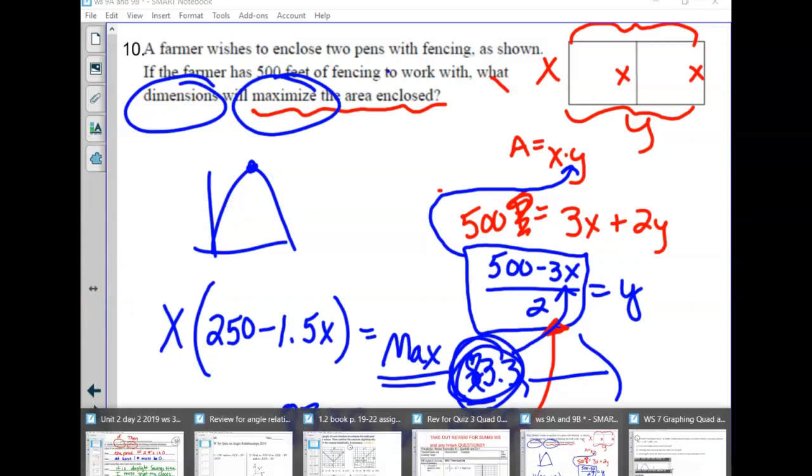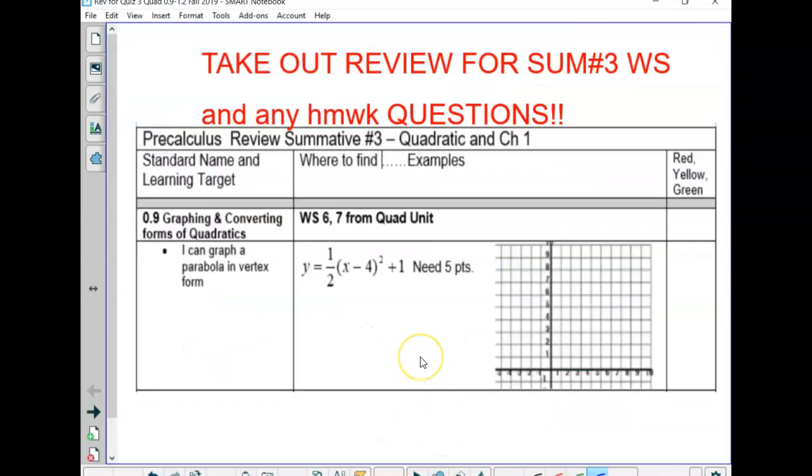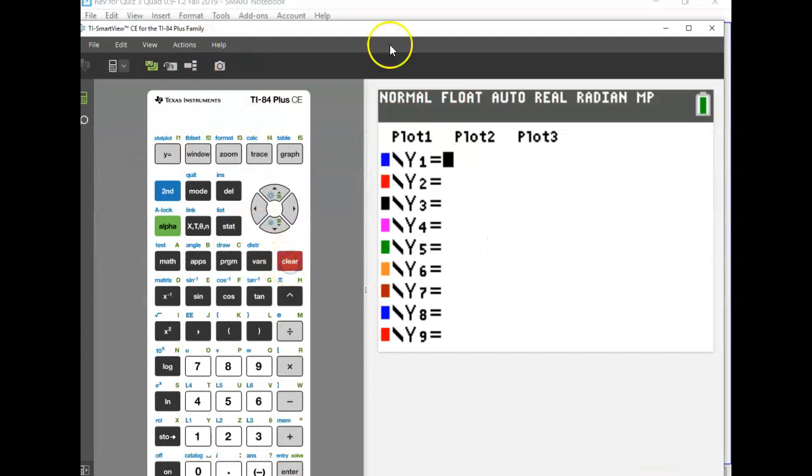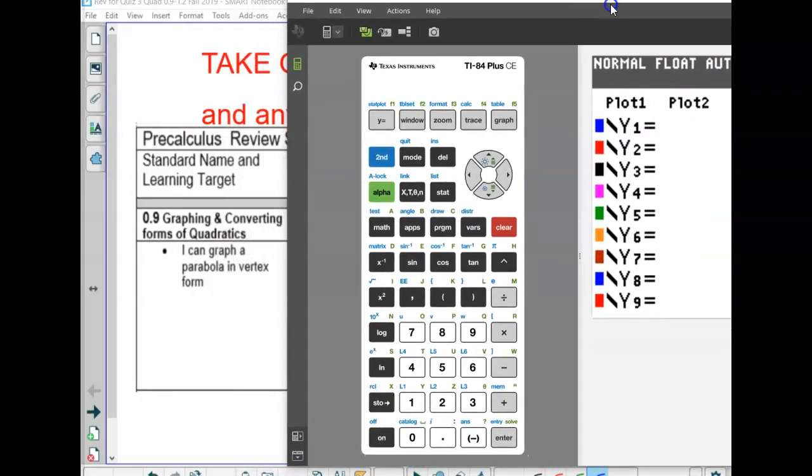What else, guys? On the review, how would you do this one? So you were sure you were going to be able to graph this and get 5 nice points. I'm worried that you're not going to remember how to put your calculator back that'll do this for you. I would use my calculator on every question that I could.